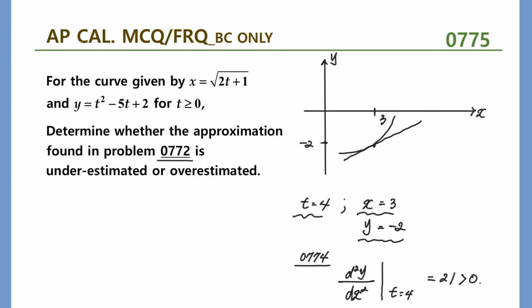If the curve is concave up, we know that this approximation is an underestimate, right? So at 3.1 right here, let's say this is 3.1, then the approximation is down here when the actual value is right up here, okay? So our linear approximation is an underestimate.